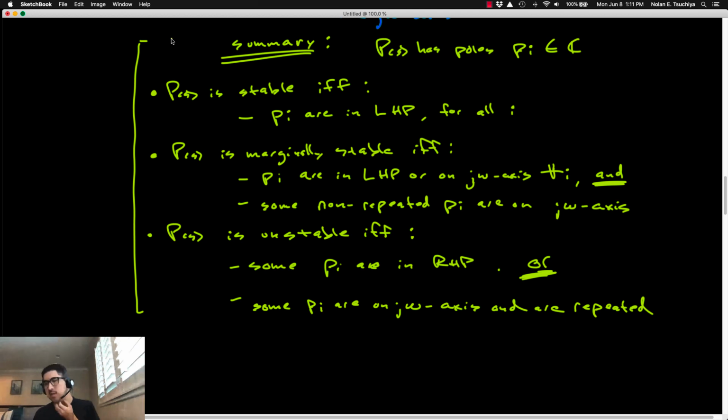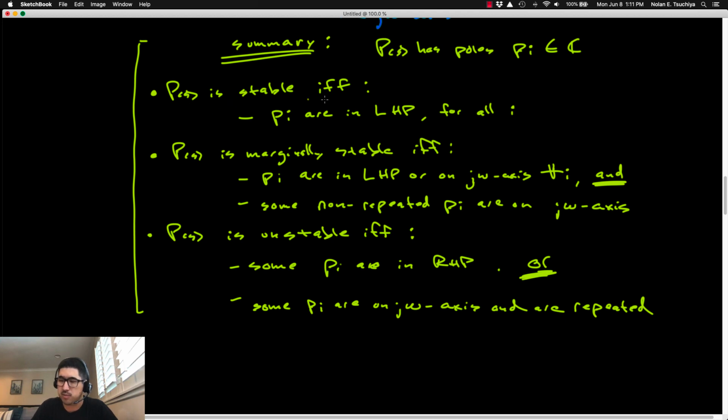Okay, so this is the updated summary for stability based on the system poles, and it accounts for that one little piece that doesn't quite fit when we have repeated poles. Okay, so I'll go through this kind of quickly. The check for stability is actually pretty simple.